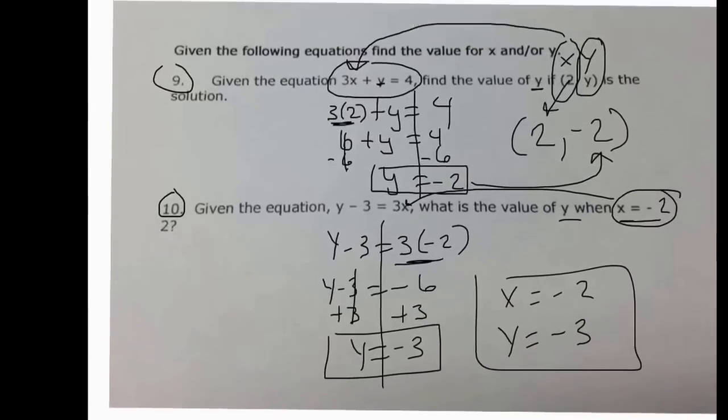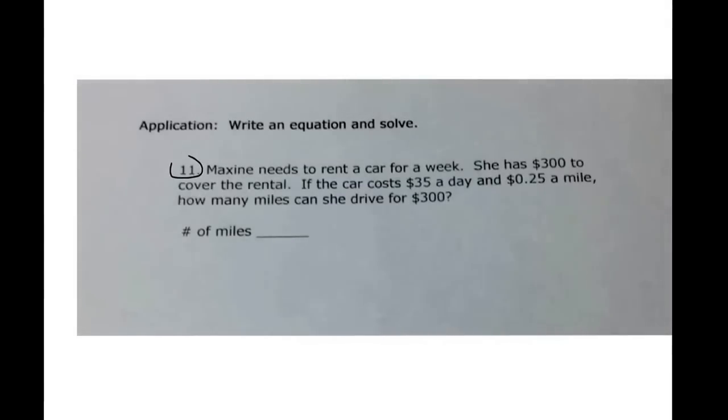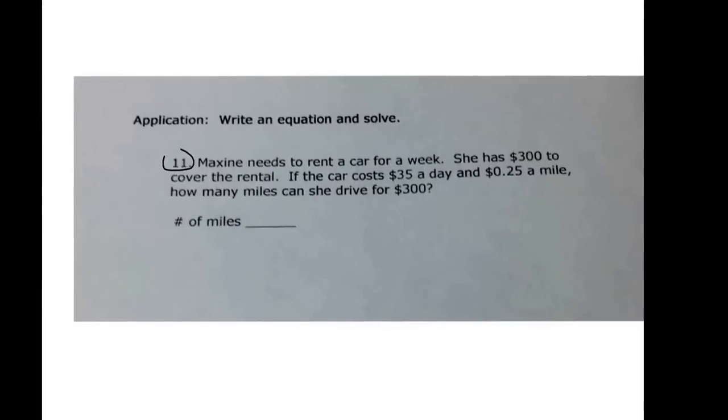Now let's take a look at this one. Maxine needs to rent a car for a week. She has $300 to cover the rental. The car costs $35 a day and 25 cents a mile. How many miles can she drive for $300? There's a hidden number in here, and that's this number right here, a week. A week is 7 days.